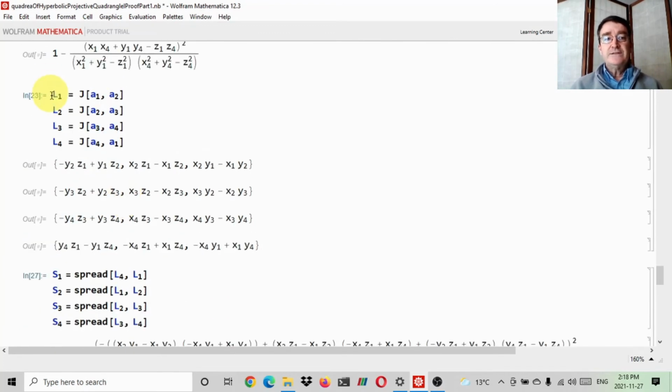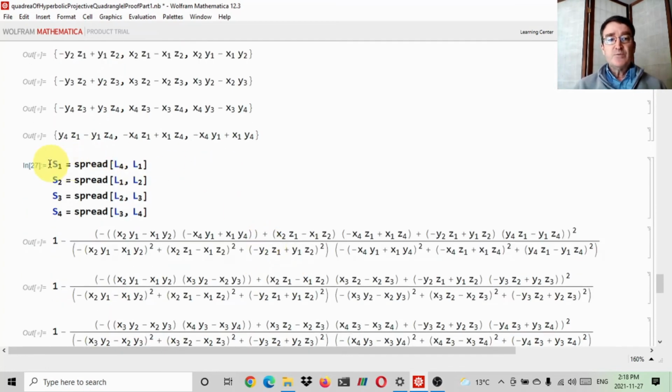Next, we will calculate the lines L1, L2, L3, L4. L1 is the join between A1 and A2. We have projective points. We take the join between projective points A1 and A2. That gives us a line, so that's L1. L2 is the join between projective points A2, A3. L3 is the join between projective points A3, A4. And L4 is the join between projective points A4 and A1. And when we execute these statements, we get these results here. This is L1, this is L2, this is L3, and this is L4.